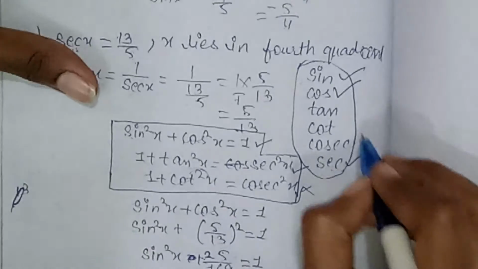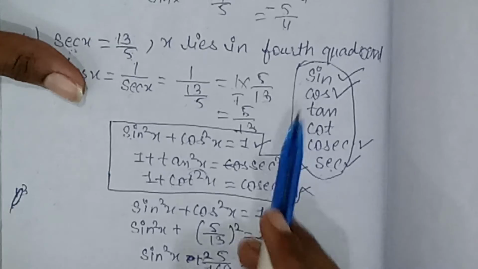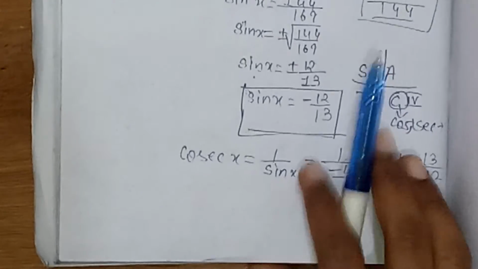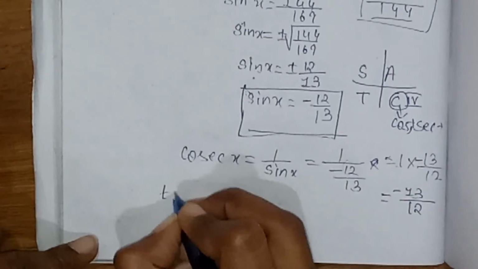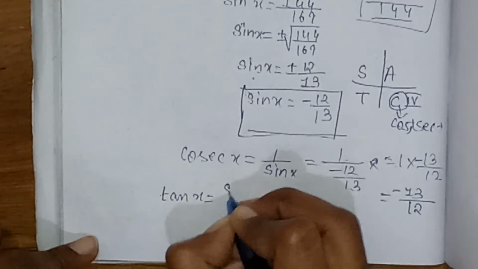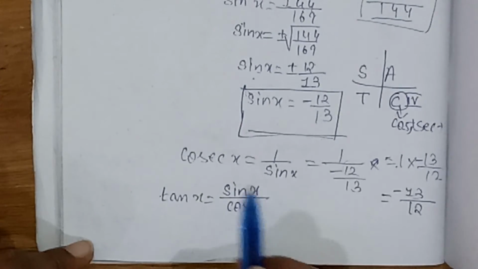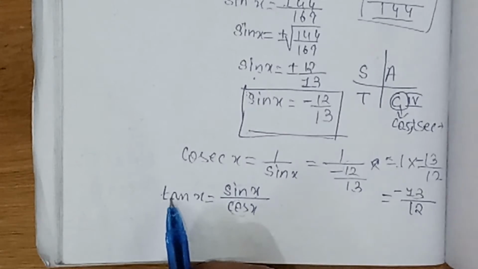So just take the value of cosecant. What do you have to find more? Tan and cot. How can we find them? As I said, simply, tan x is equal to sin x by cos x. When you know the value of sine and cos, you can easily find the value of tan.